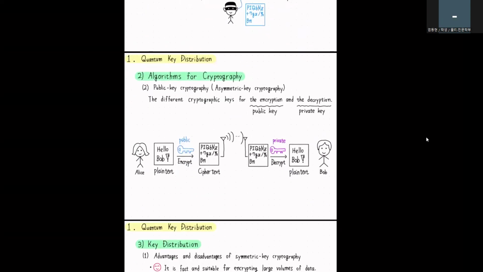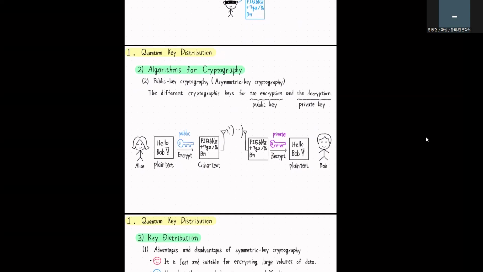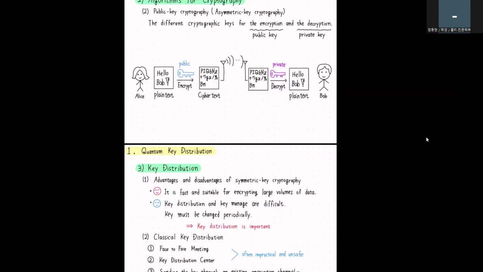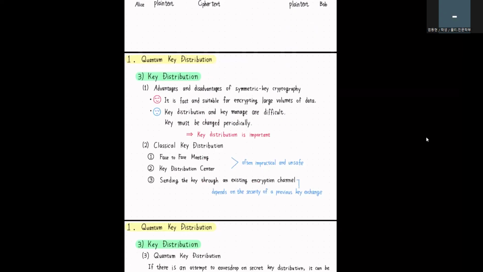Now, another approach is called public key cryptography or asymmetric key cryptography, which uses different cryptographic keys for the encryption of the message and the decryption. Normally the key that is used for the encryption is called the public key, and the key that is used by Bob for the decryption is called the private key. Now, both approaches have their pros and cons.